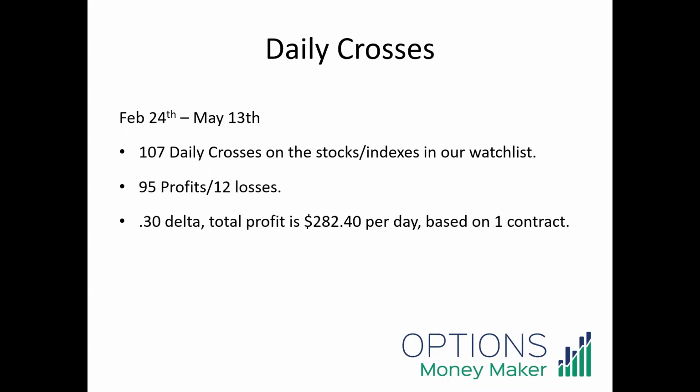But if you had taken all of those trades, there's 107 trades, you would have had 12 losing trades, 95 winning trades, and using a 30 delta, and we're just estimating a 30 delta because every trader uses a slightly different delta. You could use a 50 delta, you could use 10 delta, a lot of it depends on your capital commitment. But the total profit has averaged out to $282.40 per day. That's if you're trading one contract of those trades. So it's a pretty productive method with a very limited amount of time required to attend to your trade.